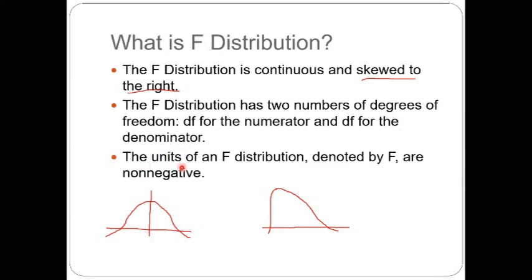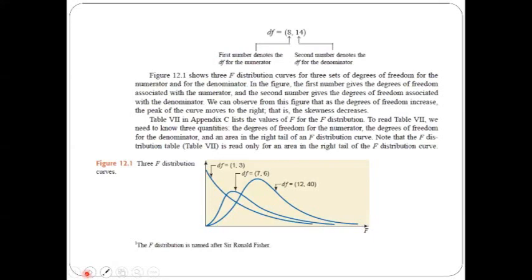Also, the unit of an F distribution is denoted as F. For the Z distribution, Z is used; for the F distribution, F is used. This is an example graph for the F distribution and how we will find values in the table. Later, I will show this in our table. For example, we have the DF. The first number, which is 8, denotes the DF for the numerator. The next number, which is 14, denotes the DF for the denominator.